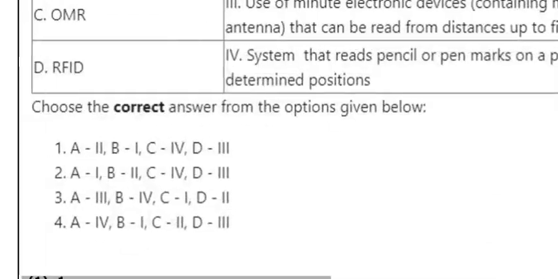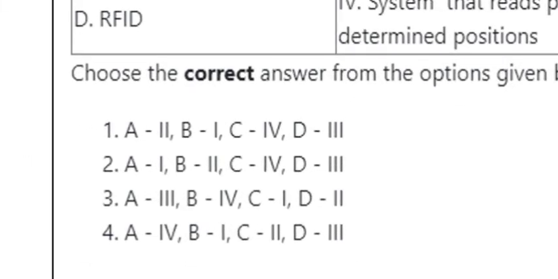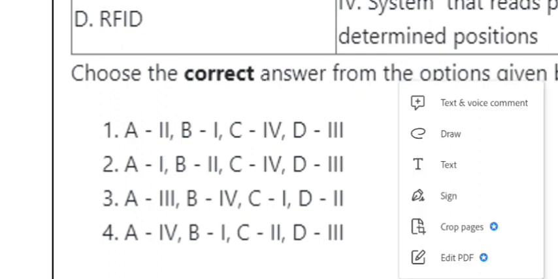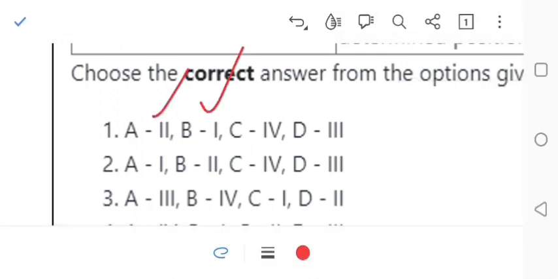Number 35. You can pause it if you wish. So correct option will be number 1. That means A will be 2, B will be 1, C will be 4, D will be 3. But please verify it.